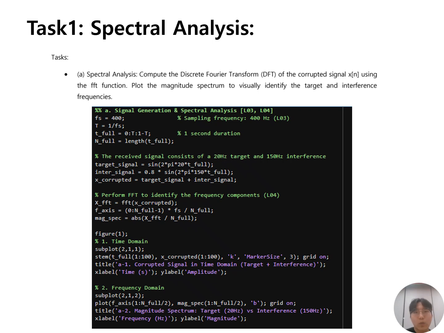Let's start with task 1, which is spectral analysis based on the frequency sampling and DFT concepts from lectures 3 and 4. To solve this task, I designed the following code. Since our sampling frequency is 400 Hz, the Nyquist limit is 200 Hz. Therefore, after using the FFT function, I defined the frequency axis up to n/2 to observe the physically meaningful spectrum. As a result, I can show the following figure.